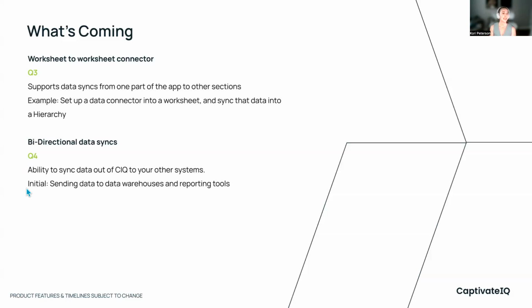So what we're working on in the initial phase, what you can expect in Q4, is the ability to send data to your data warehouses and your reporting tools. That will be phase 1. We know that there's a lot of use cases that you guys are excited about, such as the ability to push data back to Salesforce and update a field if it's been corrected in Captivate. Know that all of that is on our roadmap. It is top of mind. But this initial phase will mostly be for the data warehouse and reporting tools, and we'll expand on that as we continue with our feature development.